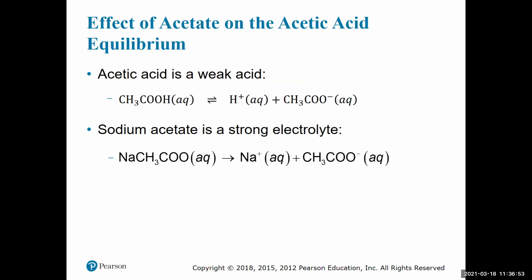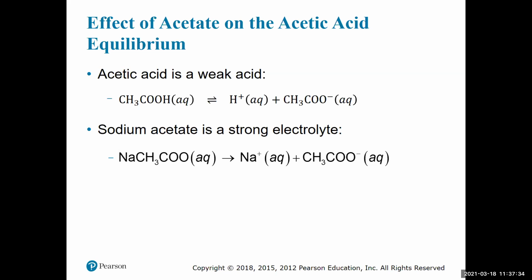But first, let's take a look at this acetic acid example. As we know, acetic acid is a weak acid. So we have acetic acid in equilibrium with hydrogen ions and acetate ions. Sodium acetate is a strong electrolyte, which means it dissociates fully. And notice when we drew this equation, it's a single arrow. That tells us even more so that when you put that in a solution, there's no NaCH3COO in there. It's all either sodium ions or acetate ions.